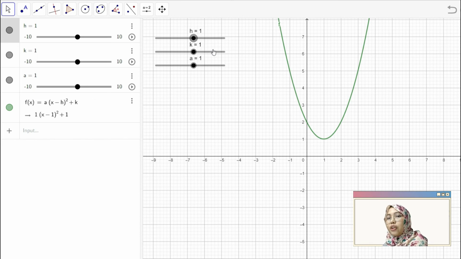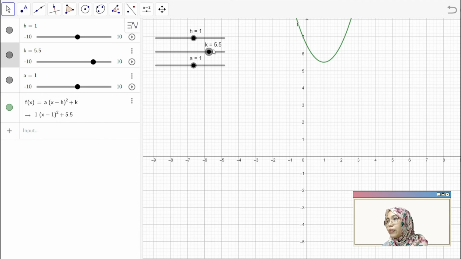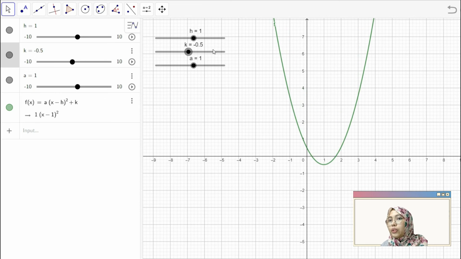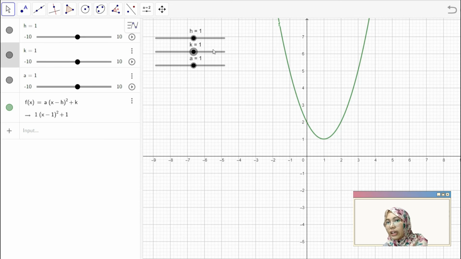Next, we will manipulate the value of k. So when we increase the value of k, we can see that the graph will move upward. And when we decrease the value of k, the graph will move downward. So here we can conclude that the changes in the value of k will affect the vertical movement of the graph. So when we change the value of k, the maximum or minimum value of the graph will also change. And actually, from the function, the values of h and k can be used to determine the coordinates of the vertex of the graph.